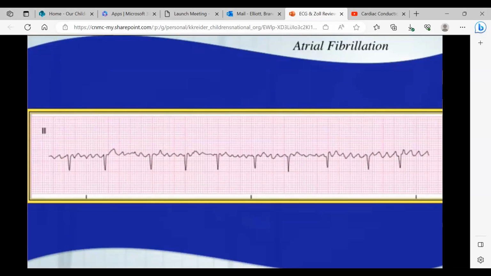Stifler, hanging around there somewhere? Are you paying us any attention? Stifler, if it's irregular and a rate of 100, what would be a good guess for that rhythm? Well, it's irregularly irregular with a rate around 100, so AFib. Yes, you won the prize for AFib.